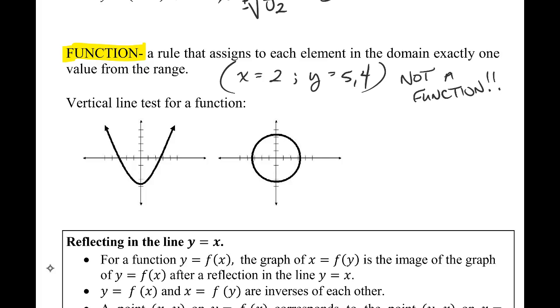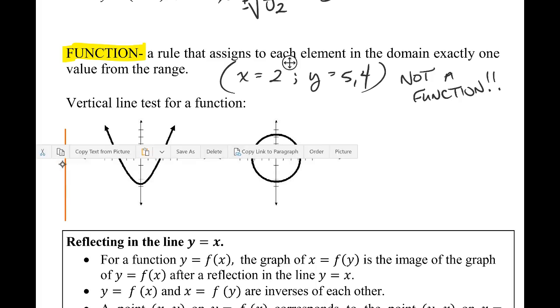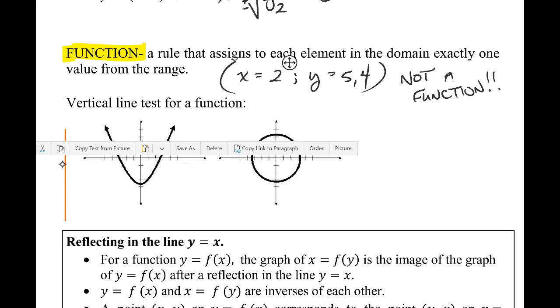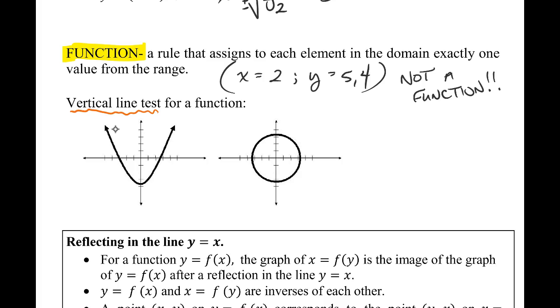So most of the equations we've been working with in our history have been functions, just as a rule, but we do have some that aren't. And how we always check is by doing a vertical line test. So basically what we do is we take a line and we try to drag it. So imagine a vertical line. This is what the vertical line test is.